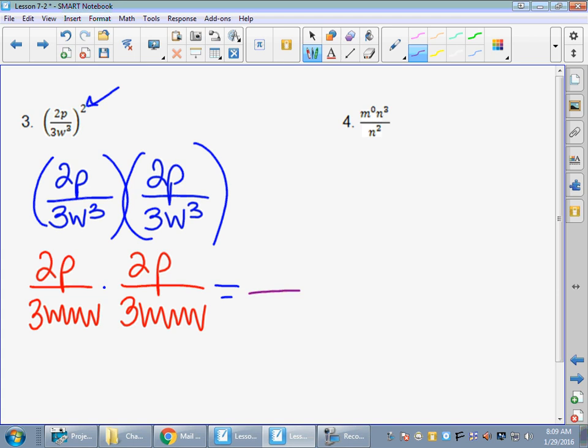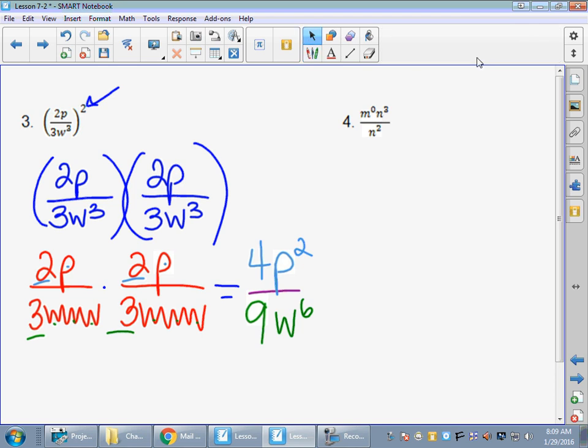I'm only allowed to have one p to a power in my answer. I'm only allowed to have one w as my base to a power. So let's do the math itself. So numerators, 2 times 2 is 4. P to the 1 plus 1, second power. On the bottom, 3 times 3 is 9. And then I've got 1, 2, 3, 4, 5, 6 w's. If you need to write out the 2 sets, like I did in blue, you can do that.